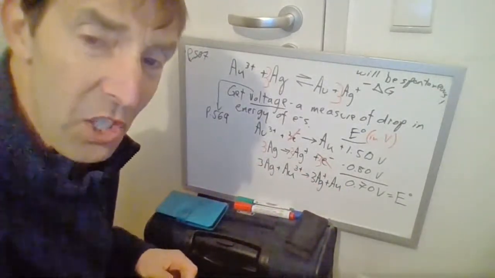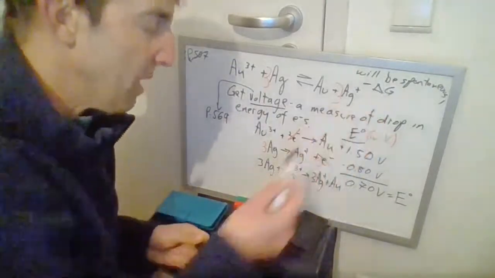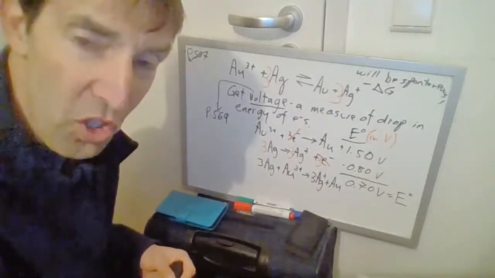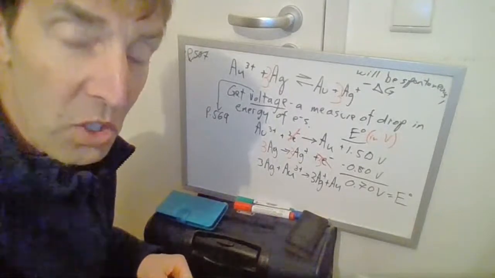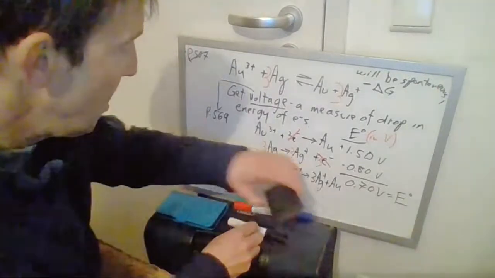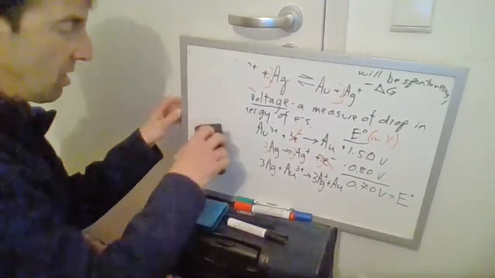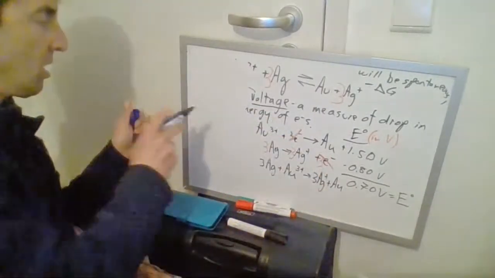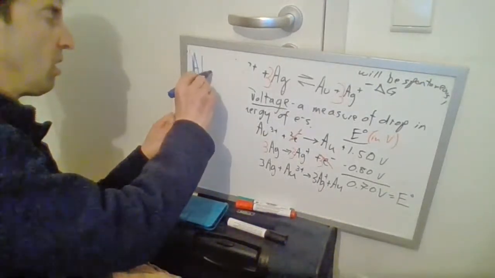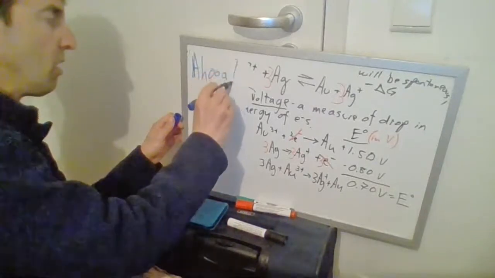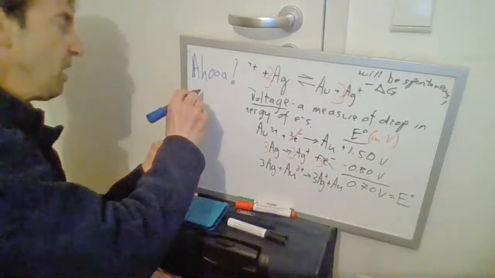So it is spontaneous. So the deal is, we said something is spontaneous in chapter 7 if the delta G is negative. And it's spontaneous, chapter 8, if the voltage is positive. So over on the side of your paper, let's write that. Ready?